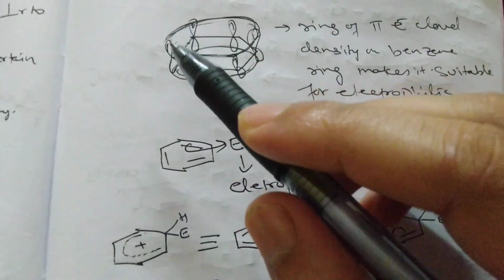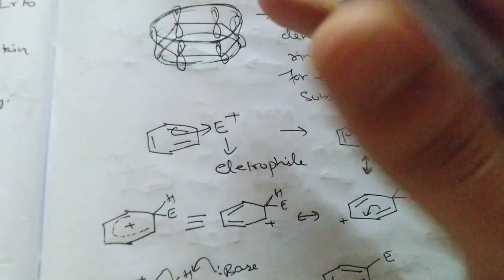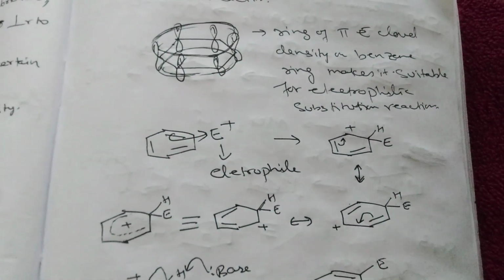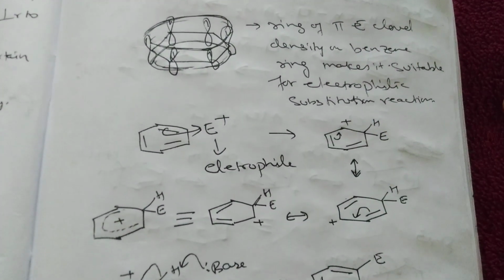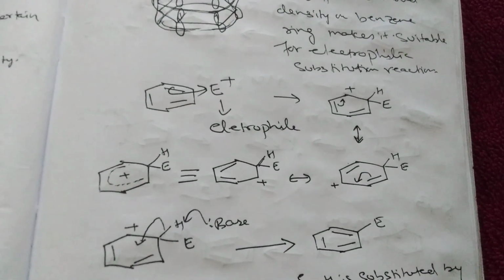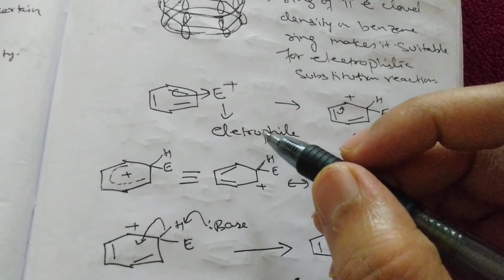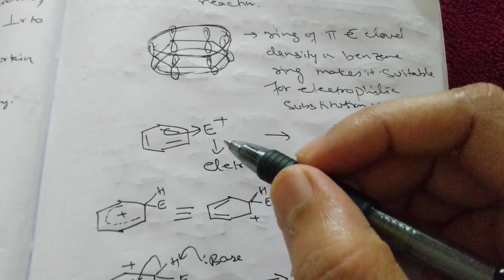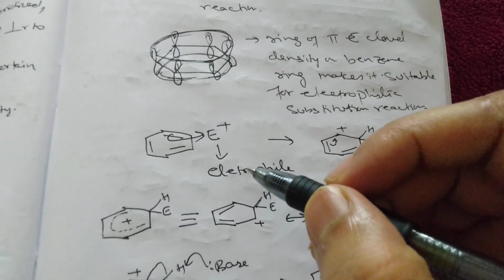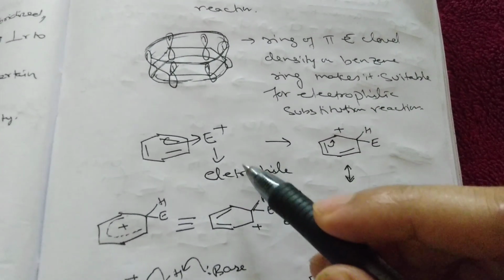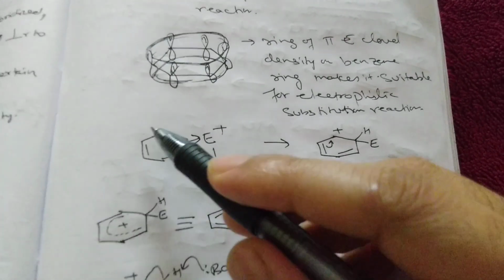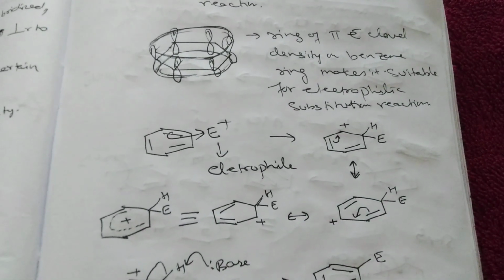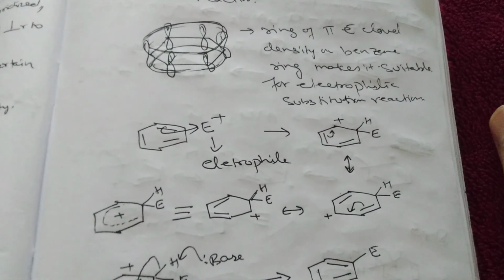So electrons are there. If this is a benzene ring, there is a lot of electron density on the top and bottom of the ring. If electron density is there and any electrophile comes, you have to remember this word, electrophiles. Phile means loving, electro means electron. Electron-loving system. So whenever you think about electrophilic substitution reaction, think about electrophile, and whenever you think about electrophile, think about E+. Because the benzene ring has a lot of electron density, it attacks E+. So it undergoes electrophilic substitution reaction.